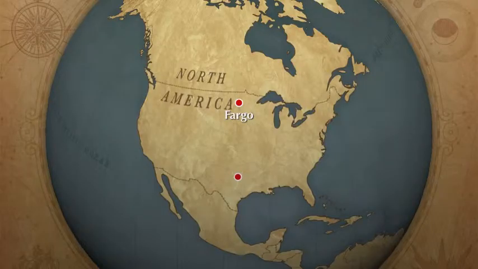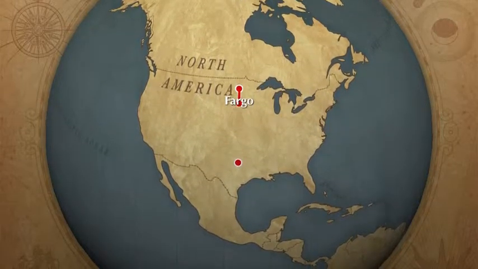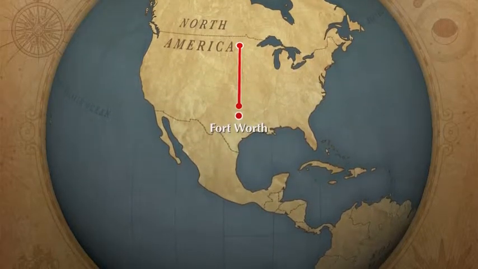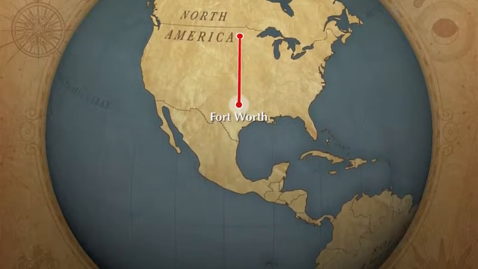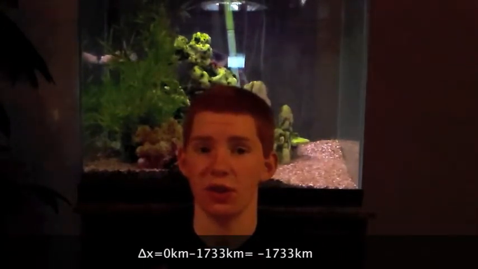So let's say a week later, the man returns home to Fort Worth. So from Fargo, his initial position, which we'll still say is 1,733 kilometers, he flies home to Fort Worth, which we'll still say is 0 kilometers. So by definition, he would take the final position, 0 kilometers, and subtract the initial position, 1,733 kilometers, to find that our displacement would now be negative 1,733 kilometers.